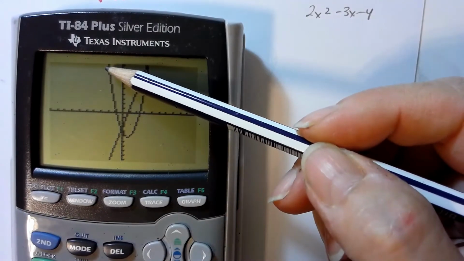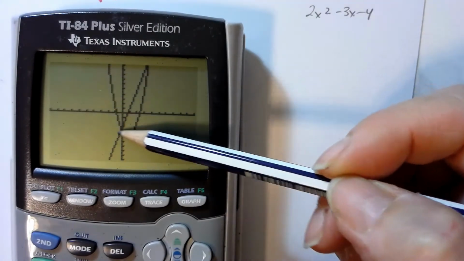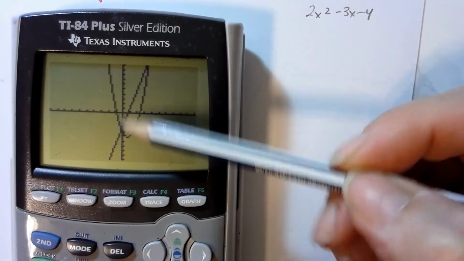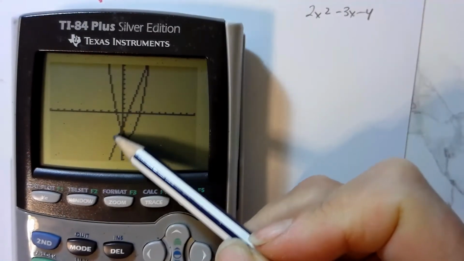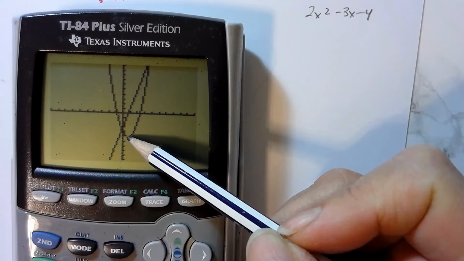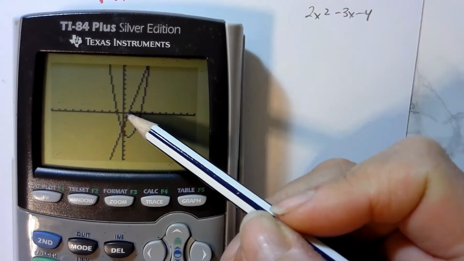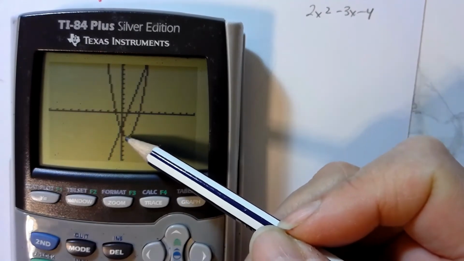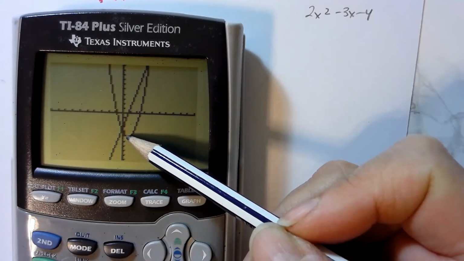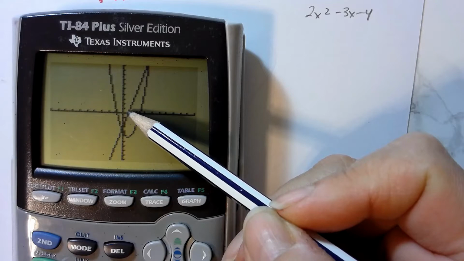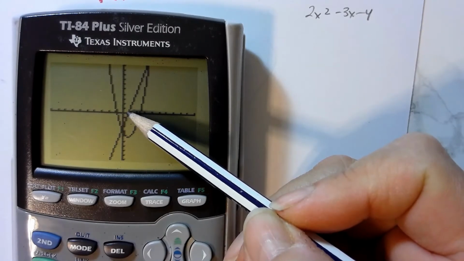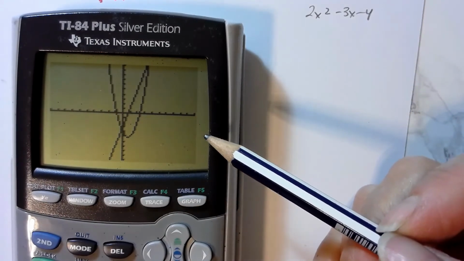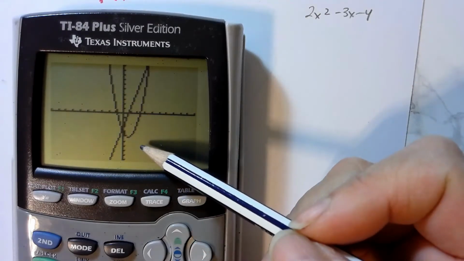I can clearly see that my function is decreasing from negative infinity to about 1, which means my derivative should be below the x-axis. Then it increases from about 1 to positive infinity, so my derivative graph should be above the x-axis. I also have a minimum here, which means that's going to project as the 0, the critical number, on the graph of the derivative. So you can still compare the graphs.